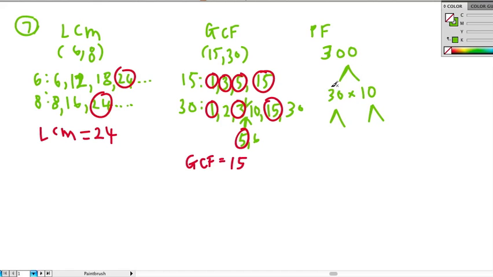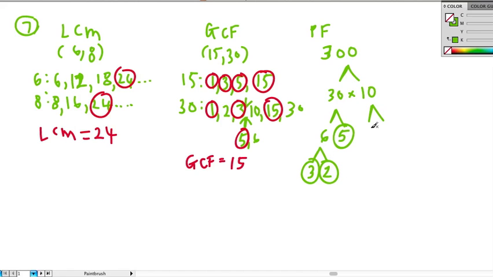So here we've got 30, but we need two numbers that multiply to give you that. So we could do 6 and 5. 6 times 5 gives you that 30. 5 is a prime number, so we're at the end of that branch. 6 can split to 3 and 2. 3's prime, 2's prime, we're done.